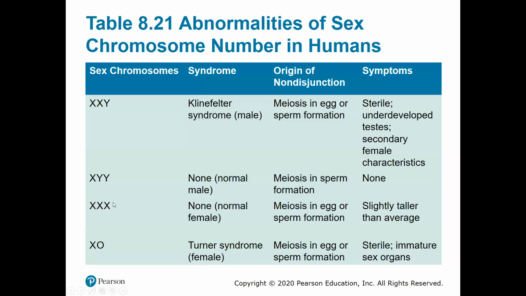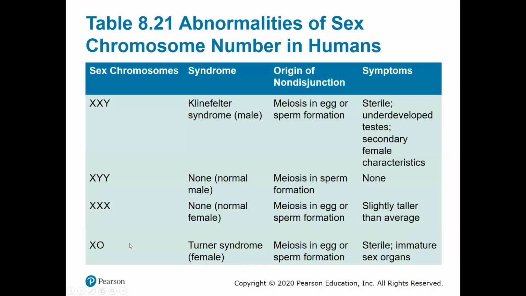The triple X female, a female with an extra X chromosome. There doesn't seem to be a name for this. A lot of times you'll see them called the meta female. There are no actual physical changes in their sexual development, and it just seems that these individuals are slightly taller than the average female.